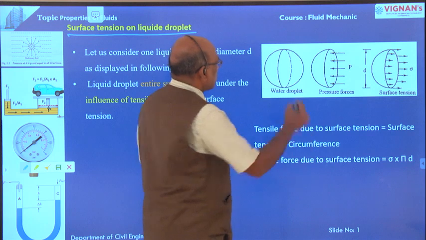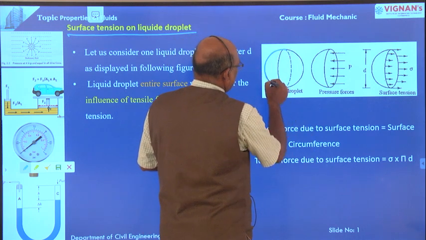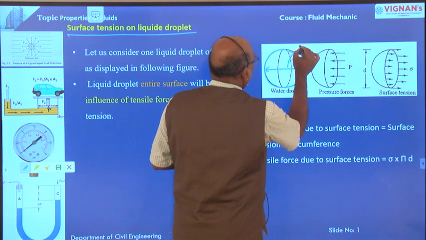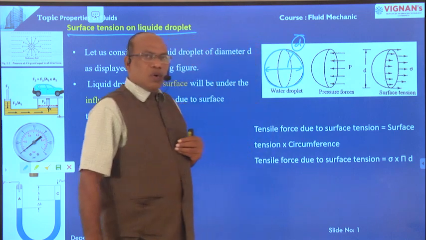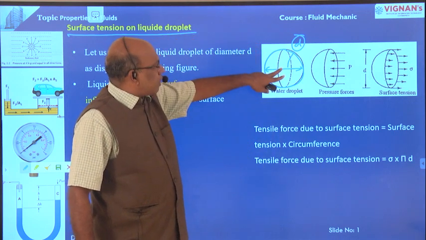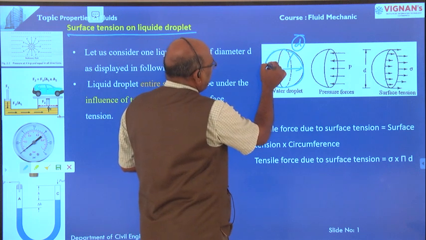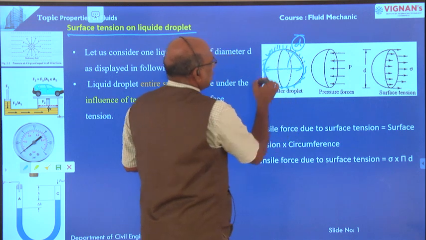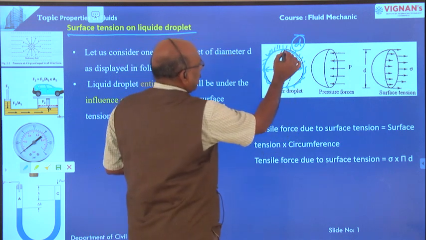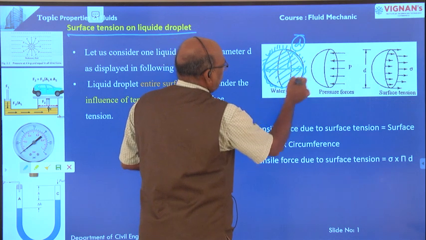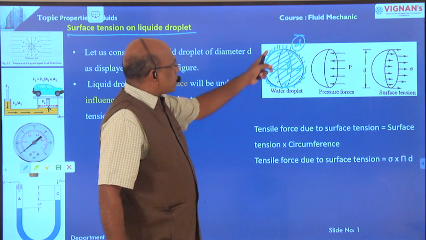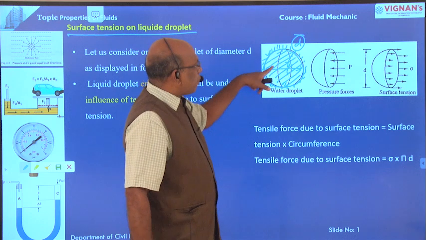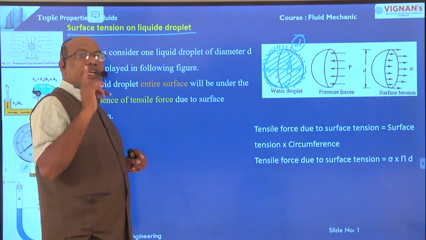Now this is one liquid droplet, and the diameter of the liquid droplet is small d. What is happening? This is the liquid droplet. The outside portion is exposed to air, that is in contact with another fluid, but the inside portion is completely filled with liquid. This is the liquid droplet.